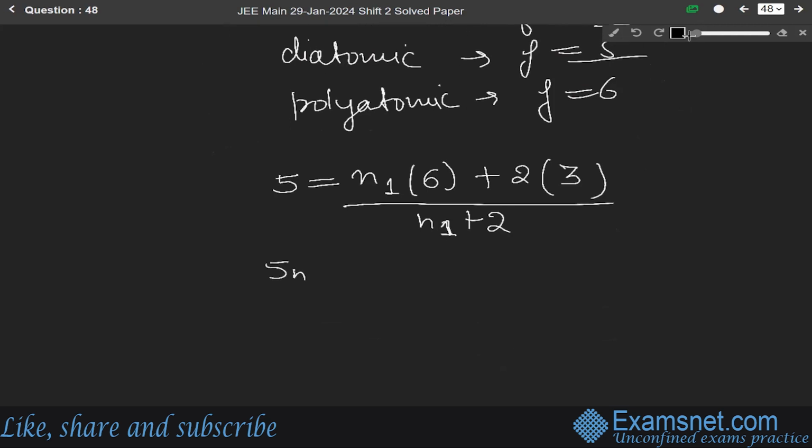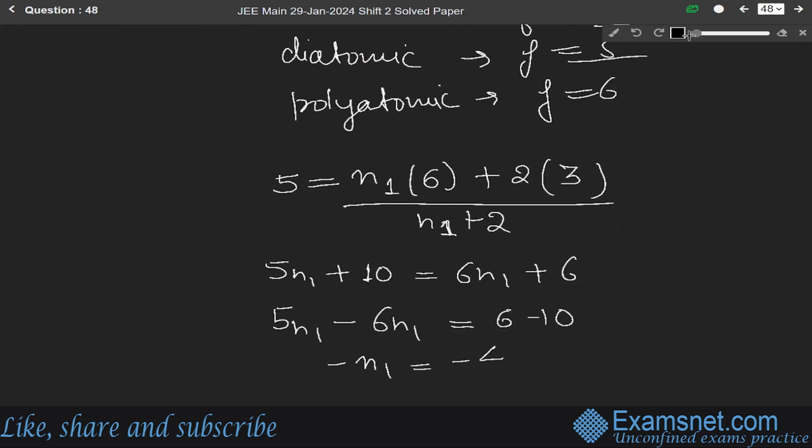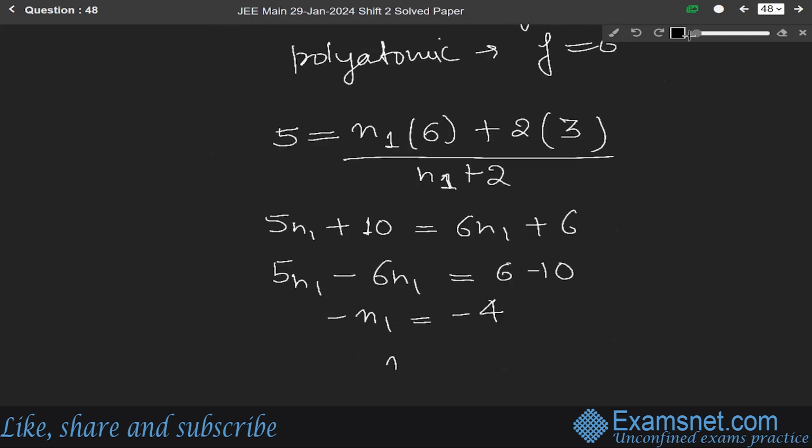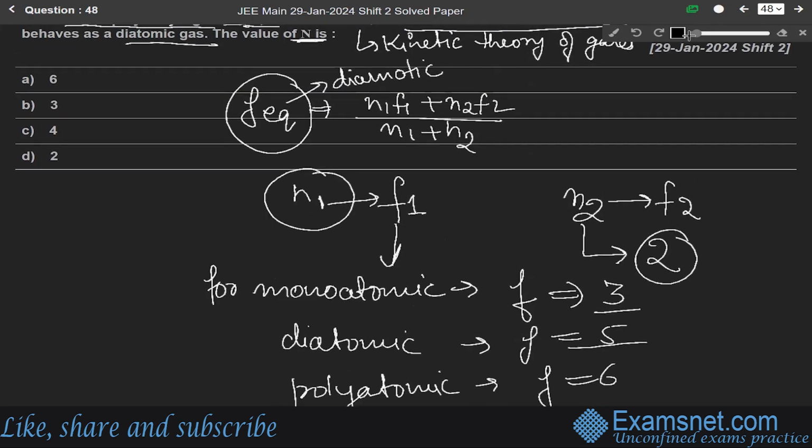So 5N1 plus 10 will be equal to 6N1 plus 6. So 5N1 minus 6N1 will be equal to 6 minus 10. Minus N1 will be equal to minus 4. Thus N1, the number of moles of polyatomic gas, is 4. Okay, so the correct answer is option C, 4.